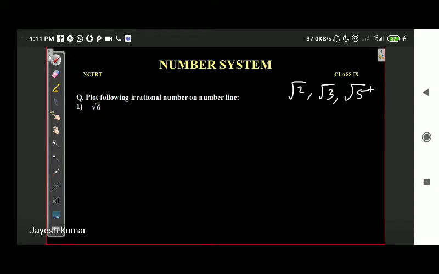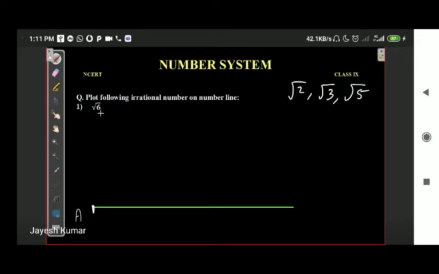So once again, first of all we draw a number line. The Pythagoras theorem behind this, I will leave that to you. I suppose you can do at least the Pythagoras theorem. So this is point A and I have to plot under root 6.